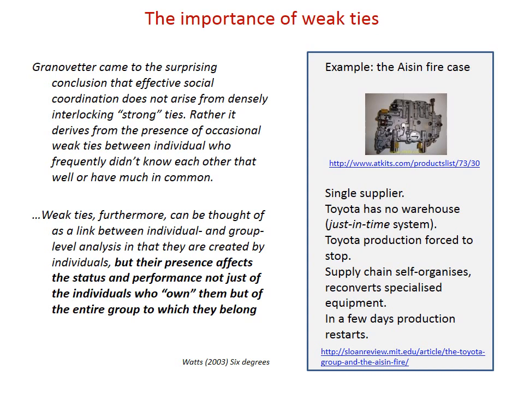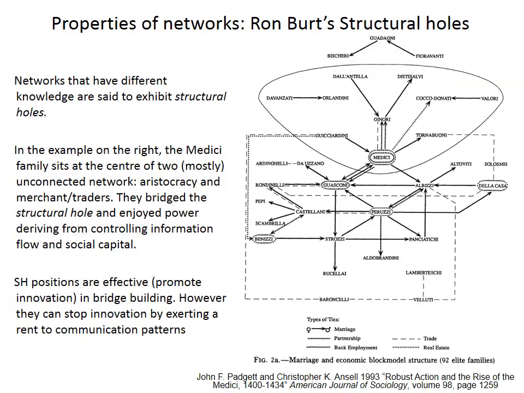So social coordination is made possible by weak ties, or by ties that are less frequent than strong ties but are highly informationally rich, as in the case of the Toyota Aisin fire.